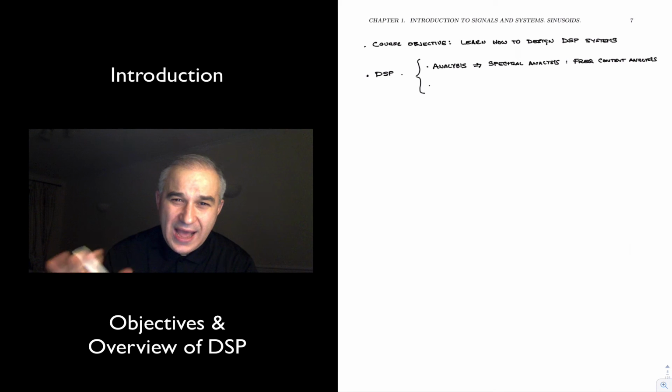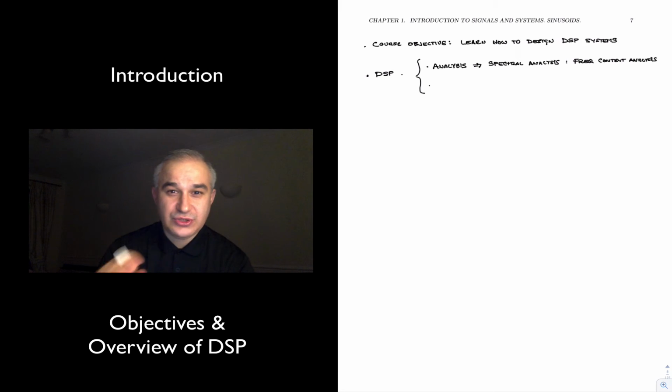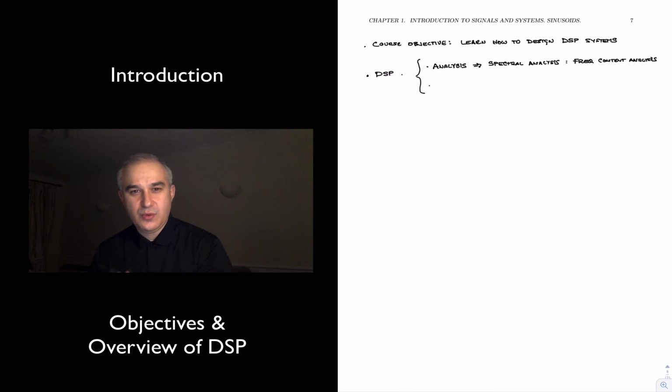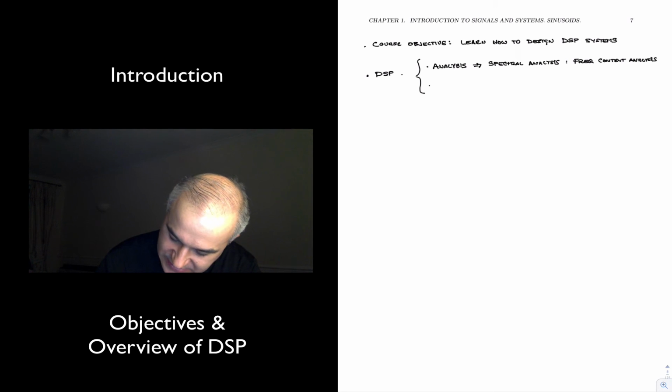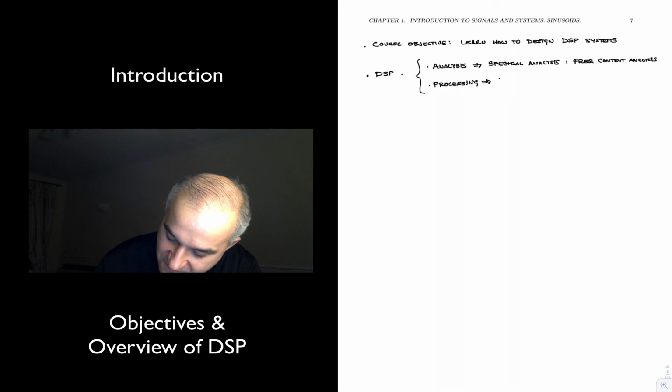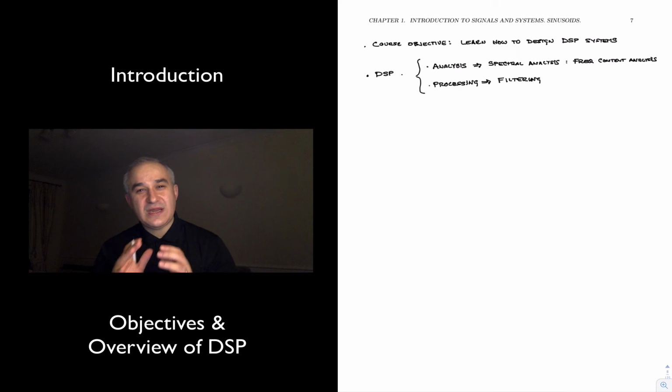And once we analyze those signals and those systems, how do we create systems with the right characteristics to transform those signals in the way we want? So, this is the problem of processing, which in this course primarily is going to be done through filtering. How do we filter? The problem of filtering, right? How do we transform those signals to have the characteristics we want?